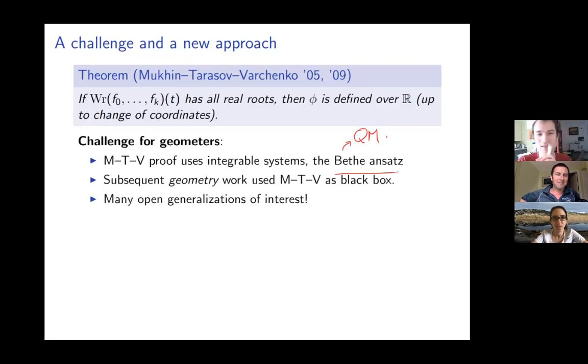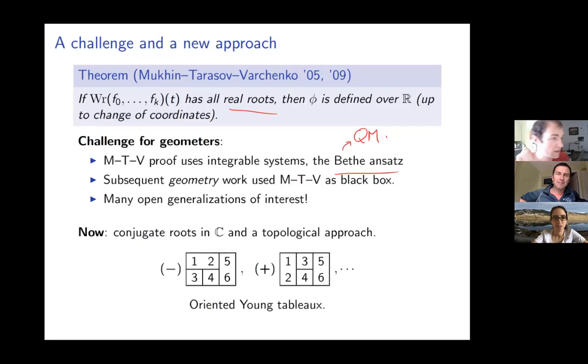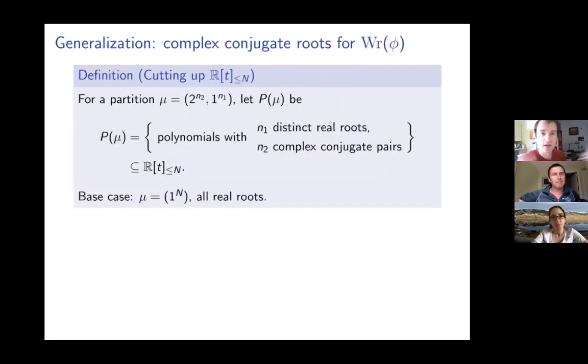But there are still questions that people would like to know how to answer. For example, what if you stop saying real roots and start allowing things like complex conjugate roots? And so there's been interest in going back and finding a new approach that treats this geometry problem using actual algebraic geometry. So that's what I want to talk about next. This is going to be looking at, instead of having real roots, allowing mixtures of real and complex conjugate pairs of roots. Okay, so here's how we do that.